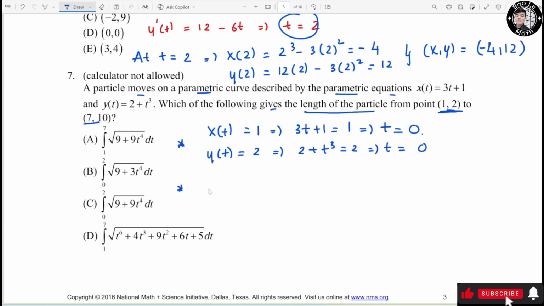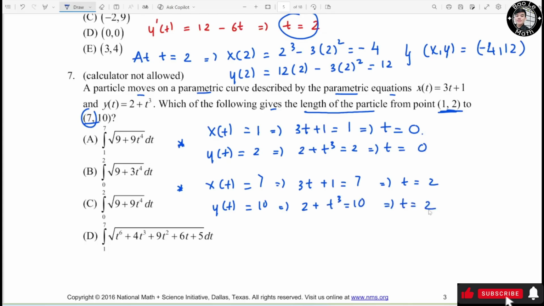Now the second one, x of t equals 7 right here. Then 3t plus 1 equals 7. And then t equals 2. y of t equals 10. And then 2 plus t cubed equals 10. And then t equals 2. So finally, you have the interval from 0 to 2 to move from this point to this point, right?